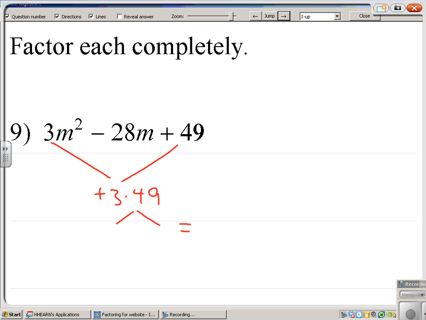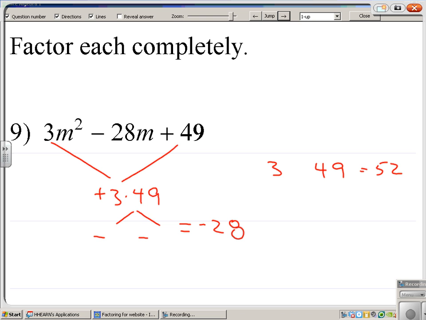I need factors that add up to be negative 28. So if it multiplies to be positive and adds up to be negative, I need two negative factors, which means I just need two factors of 3 times 49 that add up to be 28. In my search, I could say, well, what about 3 and 49? Those add up to be 52.